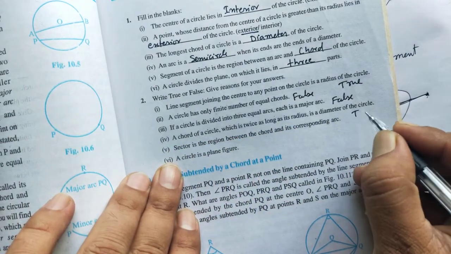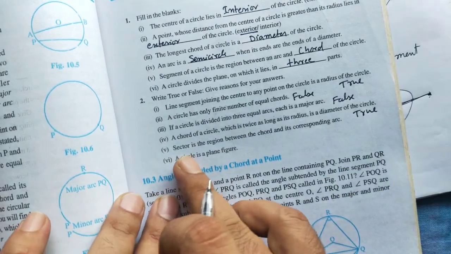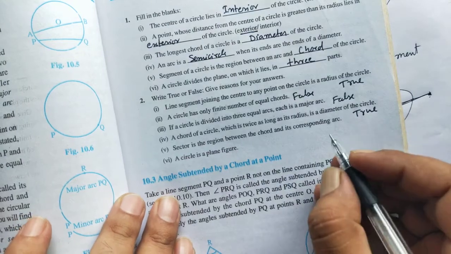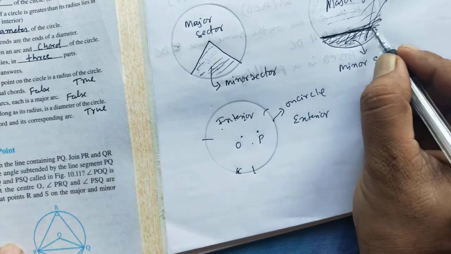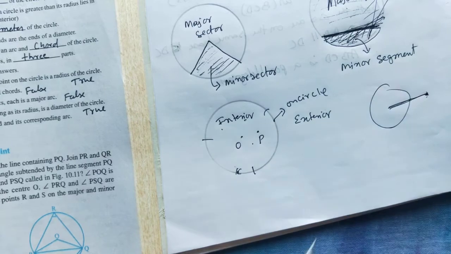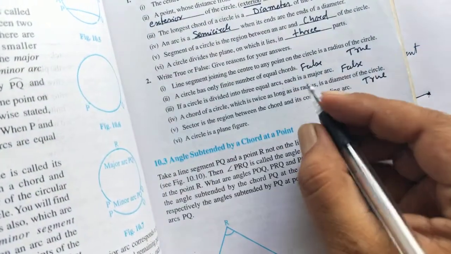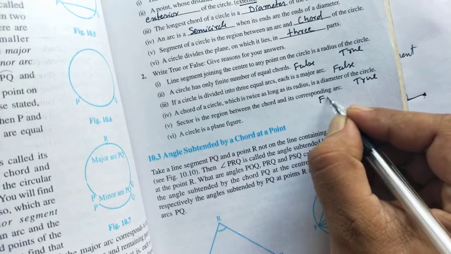True. Diameter is double of the radius. Sector is the region between the chord and the corresponding arc. This will be false because segment is the region between the chord and the arc. If it was written segment, it was supposed to be true. So this is false.